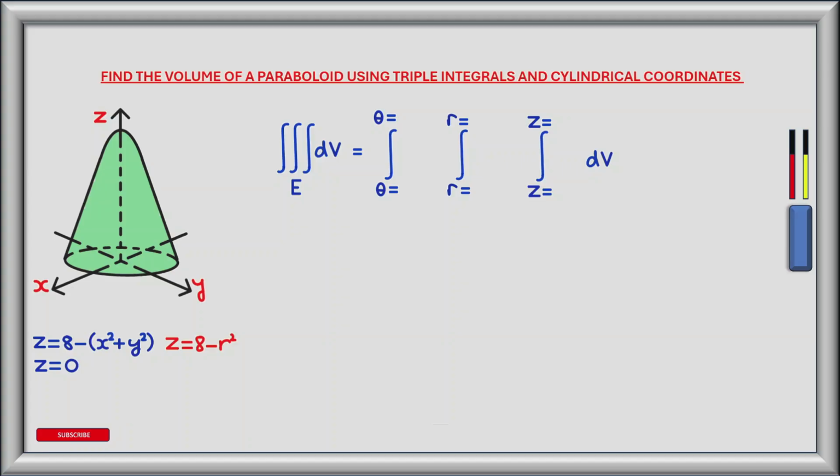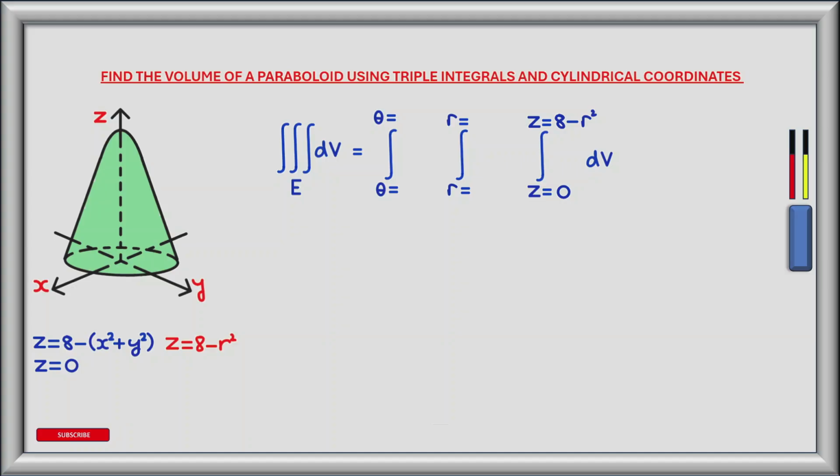The best way to think about this is that we're summing infinitesimally small pieces of volume along the z-axis between a function that defines the upper bound and one that defines the lower bound. In this case, the function at the lower bound is the xy plane where z equals 0, and the function at the upper bound is the paraboloid where z equals 8 minus r squared. So the upper limit of integration for z is where z equals 8 minus r squared, and the lower limit is where z equals 0.